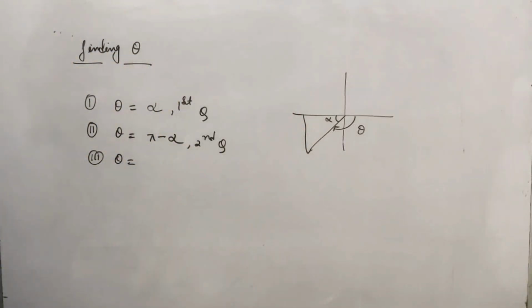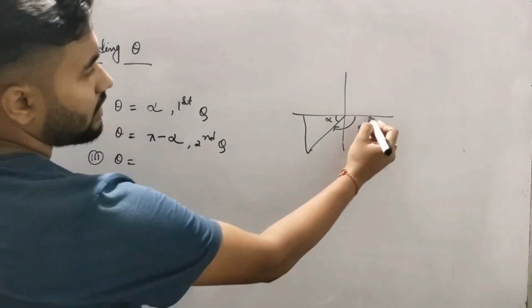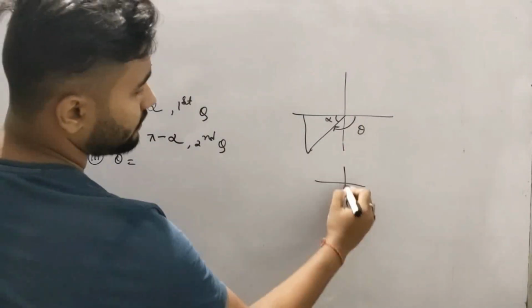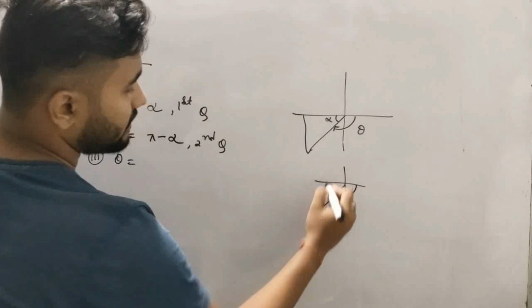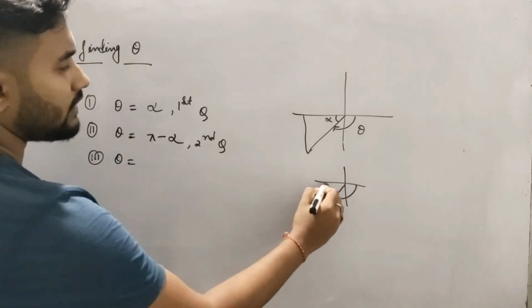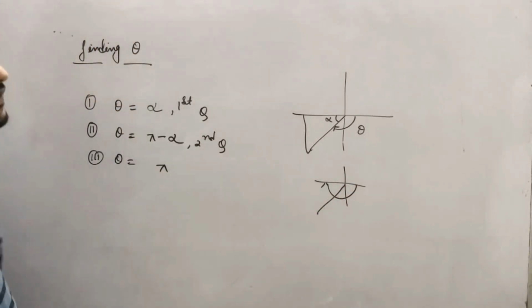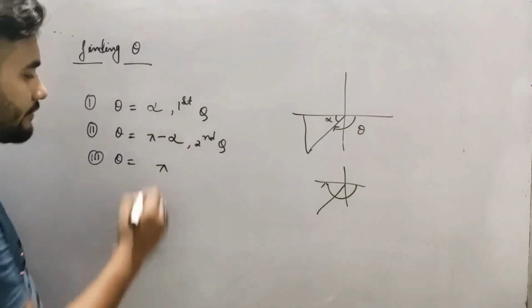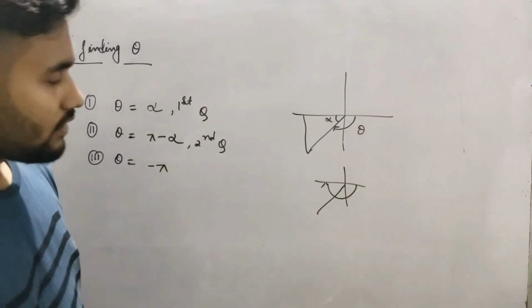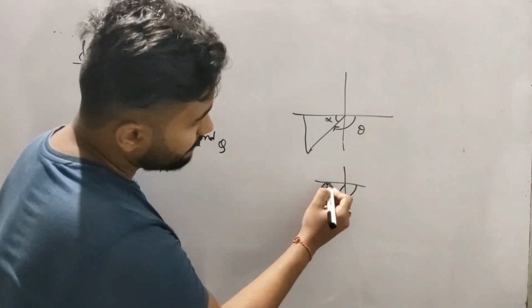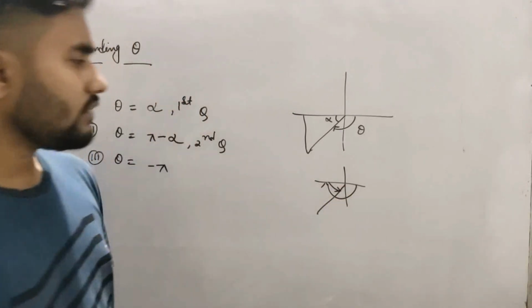After that what will I do? Very simple. I will come like this. This is pi, but since this is the clockwise direction, I will write minus pi. Then I will go in this direction. This is what?